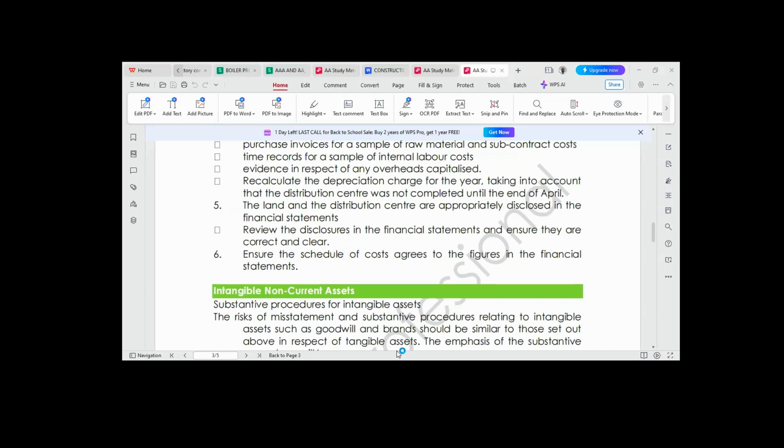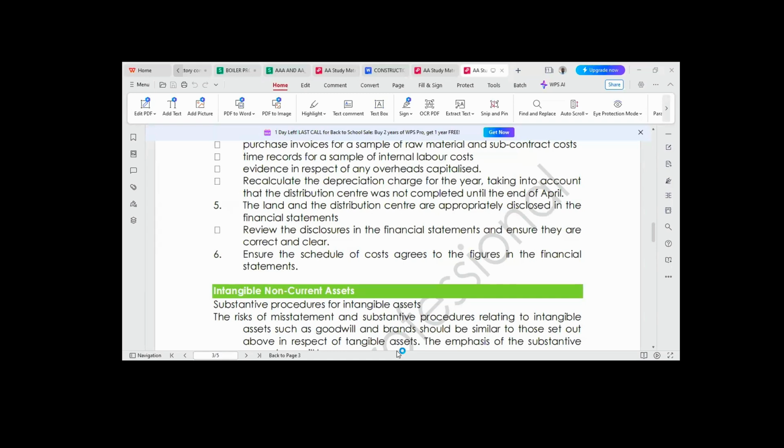Okay, so we go on to the next area, which is the intangible non-current assets. When you talk about intangible non-current assets, we are looking at those assets that exist, but you can't see them. The five senses or sense organs cannot see them, but they do exist.